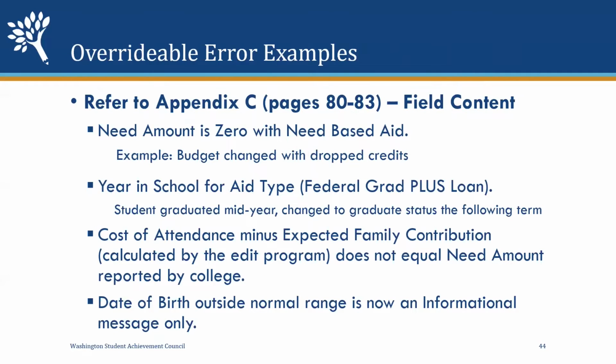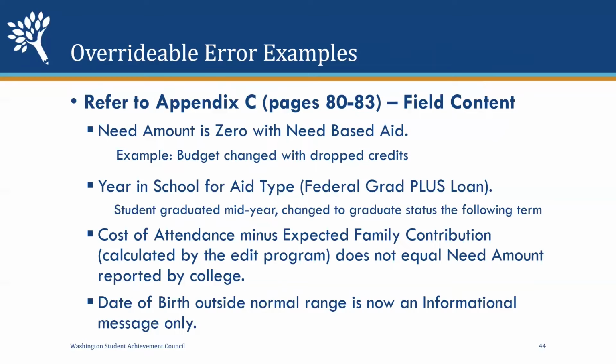Overridable error examples, also in Appendix C from pages 80 to 83, are as follows. You've got a need amount of 0 with need-based aid. Here, there's a budget change with dropped credits, for example. Year in school for aid types: we get this very frequently, and it's why it's overridable. If the student graduated mid-year, they change from an undergraduate to a graduate, and you're going to get an overridable error in that example. Cost of attendance minus expected family contribution does not equal the need amount reported by the college.